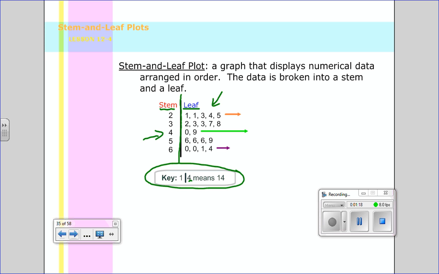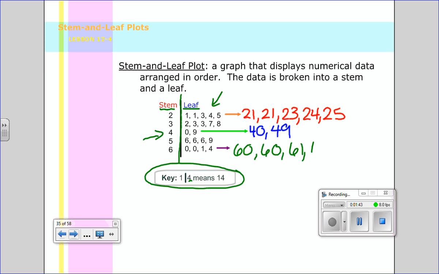So now we can look at this information here. If it has a stem of 2 and these leaves, it really means 21, 21, 23, 24, 25. Same with the 4: if our stem is 4 and we have a 0 in the leaf, it'd be 40, 49. And for the 60s, it'd be 60, 60, 61, 64. It's very important that you look at the key, because instead, your key might be 1-4 means 1.4. So look at the key first so you know what each number means.